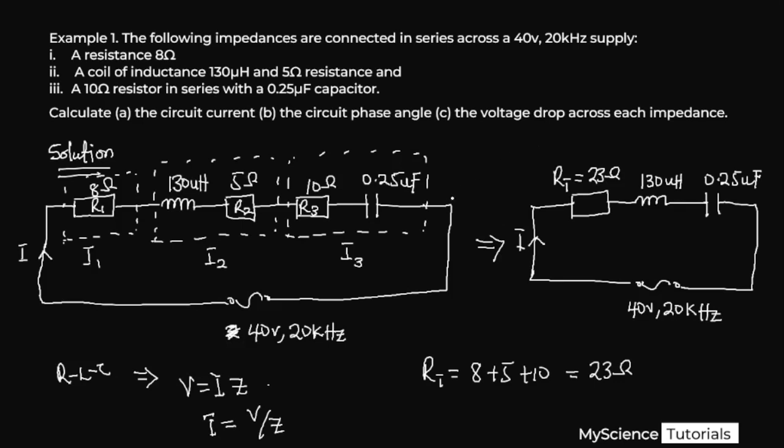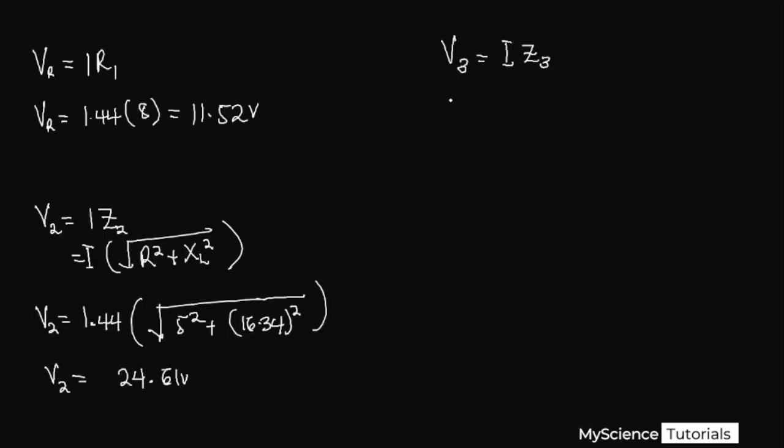If we go back, we realize impedance 3 has a resistor of 10 ohms and then a capacitor over here. So it's going to be V3 is equal to I multiplied by the square root of resistor 3 squared plus capacitive reactance squared over here.